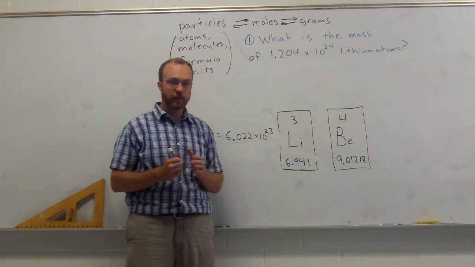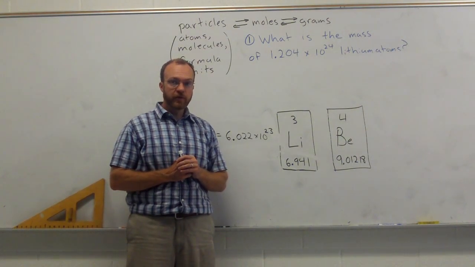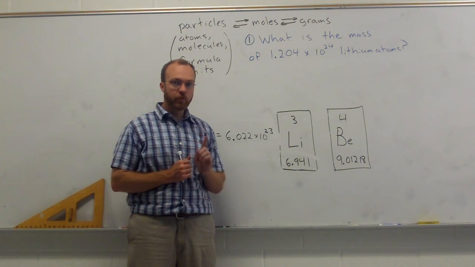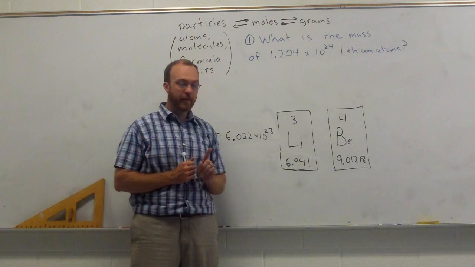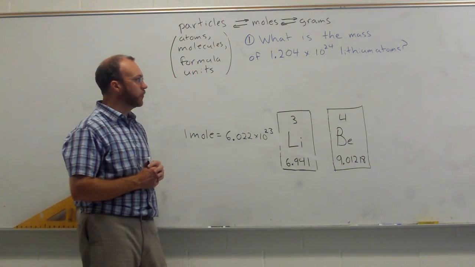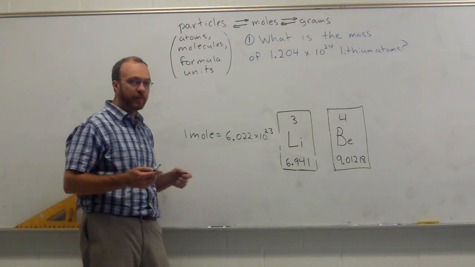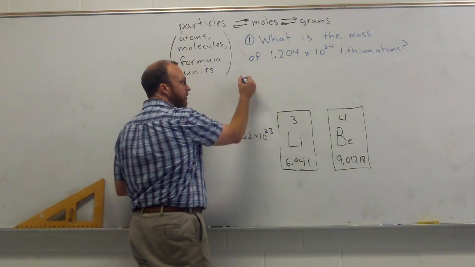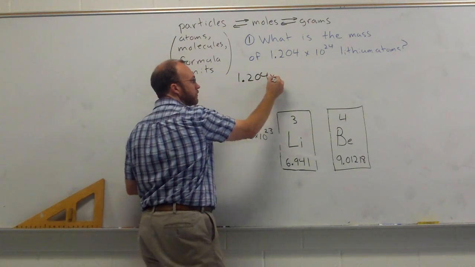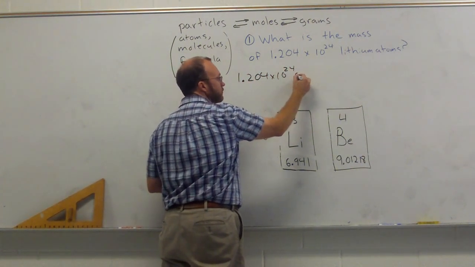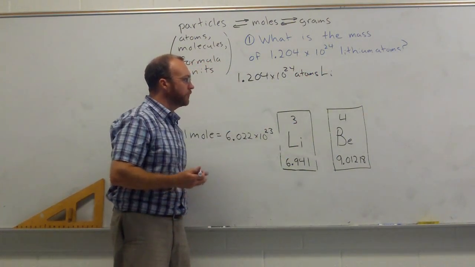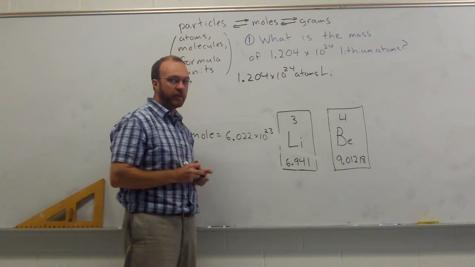To do that, I want to use one of the exact same problems I used in the last video. So let me read the problem, and we're going to start the same way we did last time. What is the mass of 1.204 times 10 to the 24th lithium atoms? And the way we started last time was by writing down what we were given, what we know. So we have 1.204 times 10 to the 24th atoms of lithium.